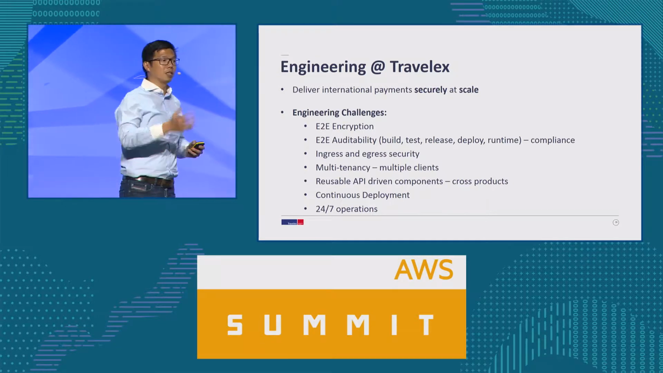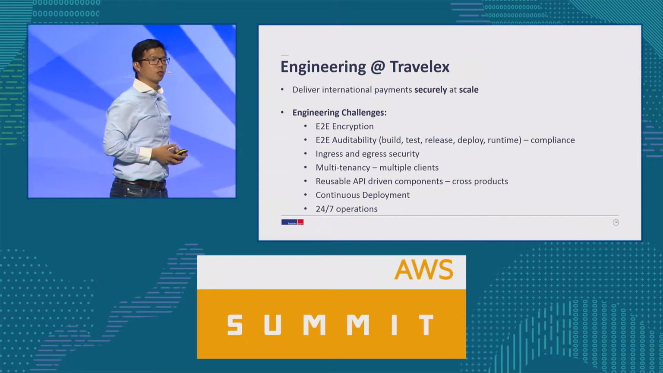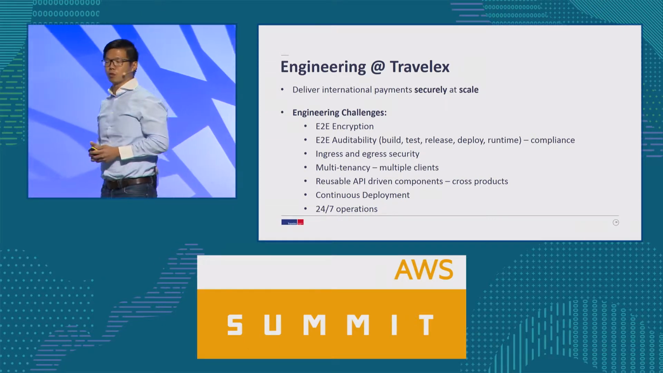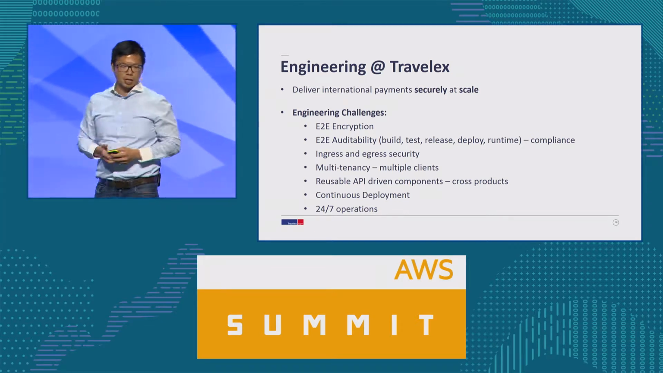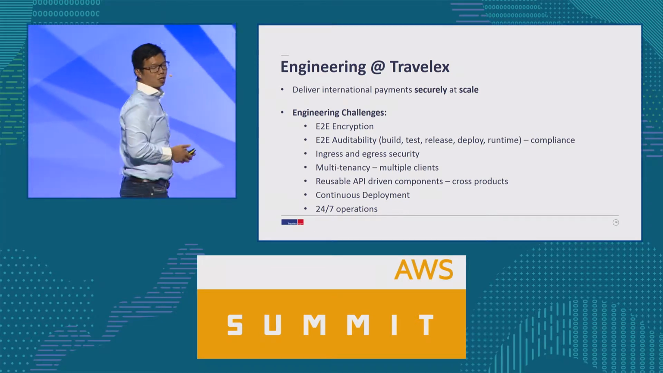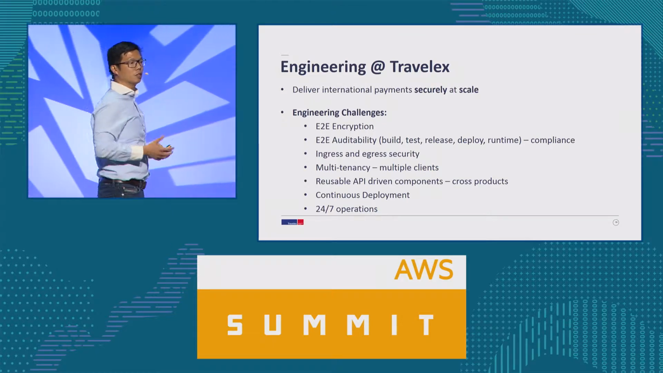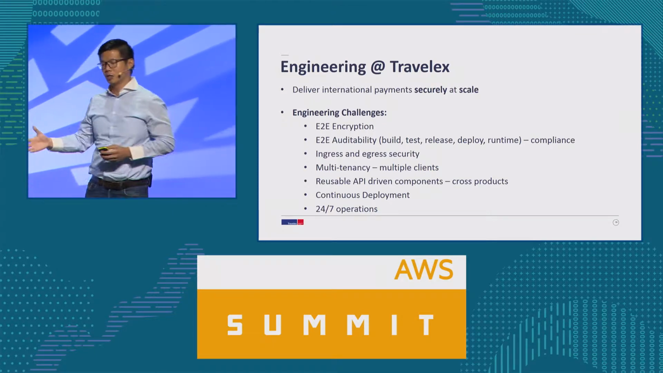We also need to be resilient. We want our services to be up 24/7, with 0 downtime, even when we're pushing changes to production. So what does that mean for us in terms of engineering? What are our challenges? As I said, we want to have encryption of all our data, in flight and at rest.